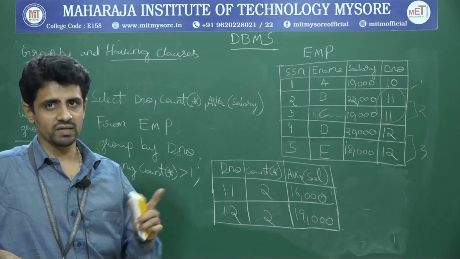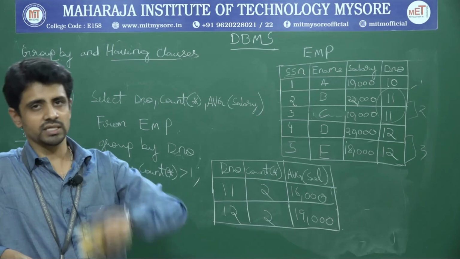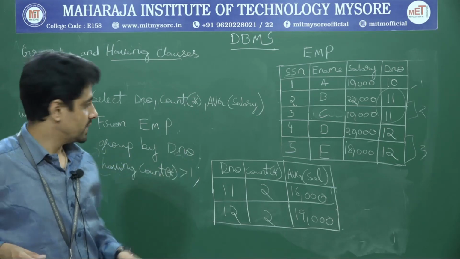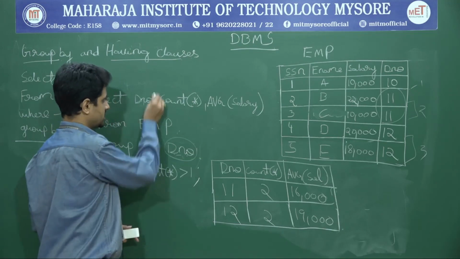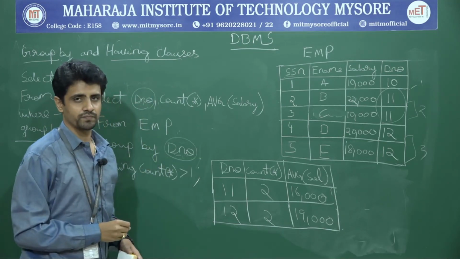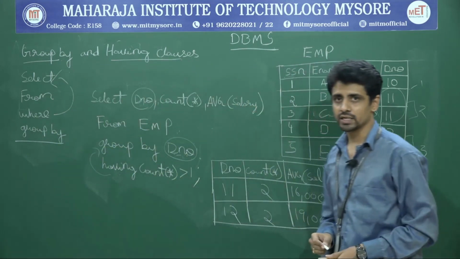When you apply group by, first the joining happens, then the group by happens, then the having condition, then the select. But whenever you use group by, make sure the attribute present here is the same attribute present here. Okay, so I have made the concept of group by and having clear.